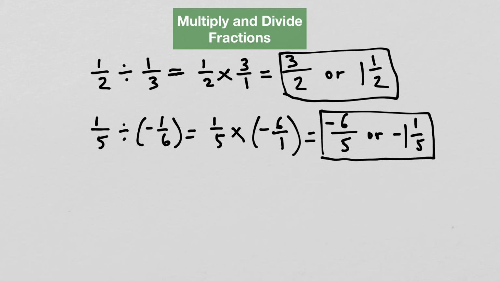Now I'm going to throw in one more example. Let's throw in a mixed number. Let's suppose we have 3 1/3 divided by negative 1 1/2. Okay? Well, first we need to change both terms into improper fractions. Okay, so again, we're going to multiply these two numbers, 3 by 3, and then add this number. So 3 times 3 is 9, plus 1 is 10, so we have 10 thirds.